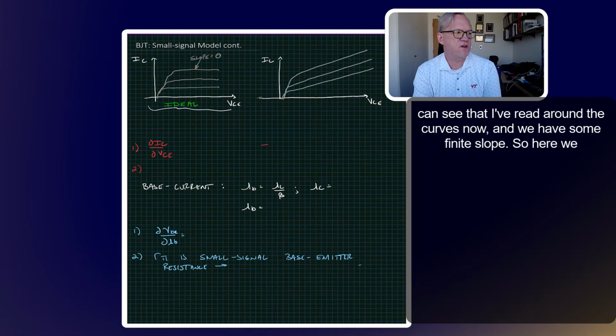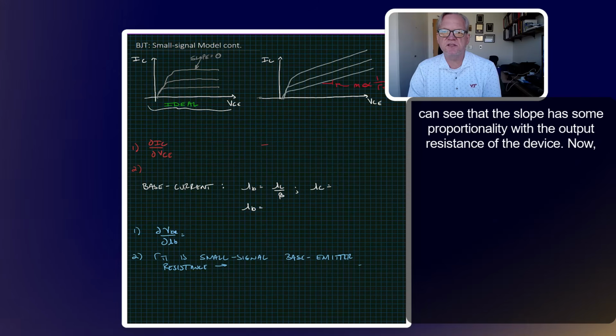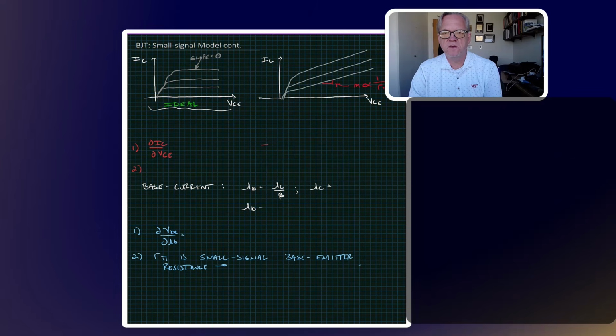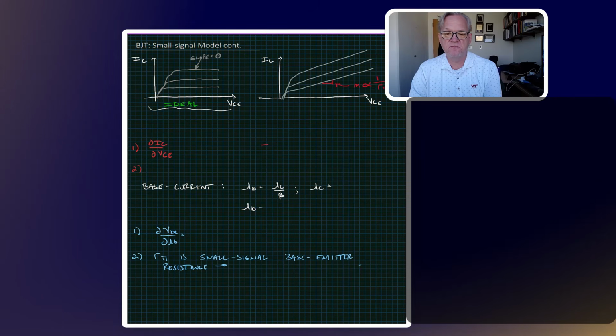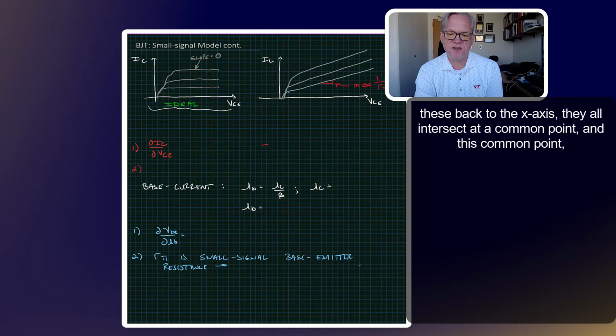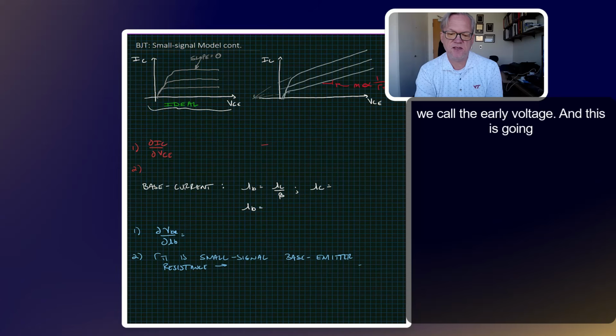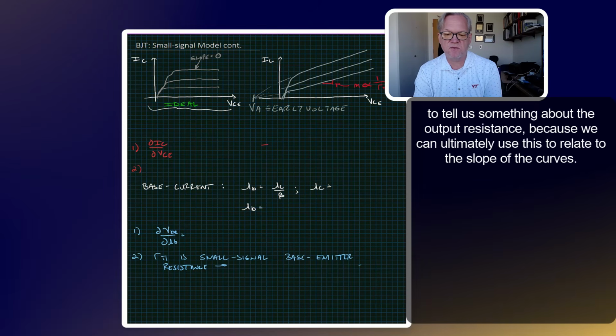All right, so you can see that I've redrawn the curves now, and we have some finite slope. Here we can see that the slope has some proportionality with the output resistance of the device. Now, if we were to extrapolate the slope of the curves back to the x-axis, we would find that they all intersect at a common point, which we call the Early voltage. And this is going to tell us something about the output resistance, because we can ultimately use this to relate to the slope of the curves.